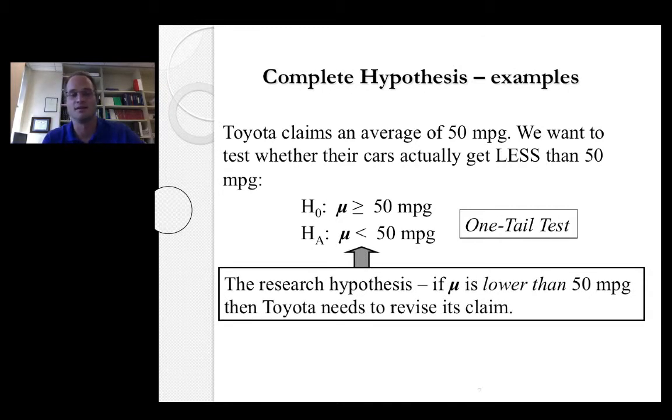All right, again, the alternative is the research hypothesis. If mu is lower than 50, right, if we find evidence in favor of that alternative, or if we reject the null, then Toyota may need to revise its claim.